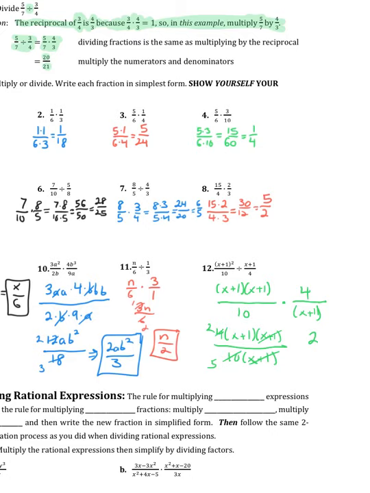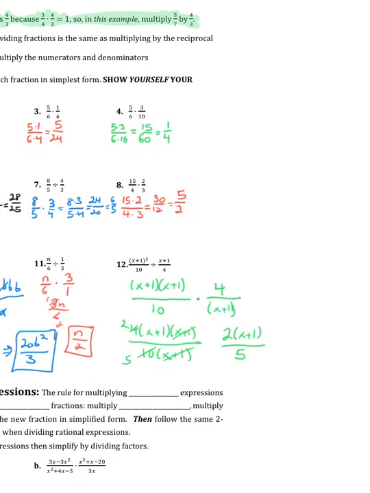And that leaves me with 2 times x plus 1 over 5. And then the very last step, I need to just distribute that 2. So I'm going to get 2x plus 2 over 5. And that's what number 12 is going to look like for me. So don't forget about that last step to simplify, condense, get rid of those parentheses, whatever you need to remind yourself to do for that. Okay.